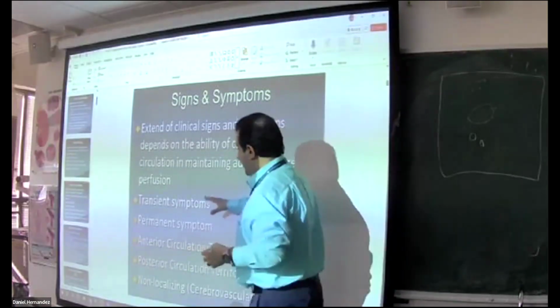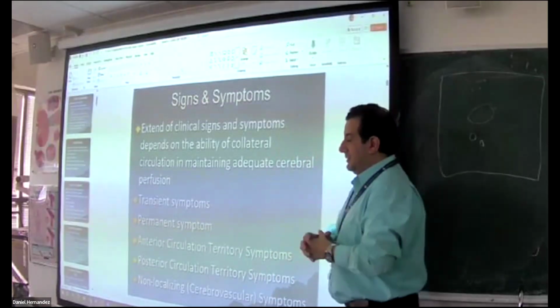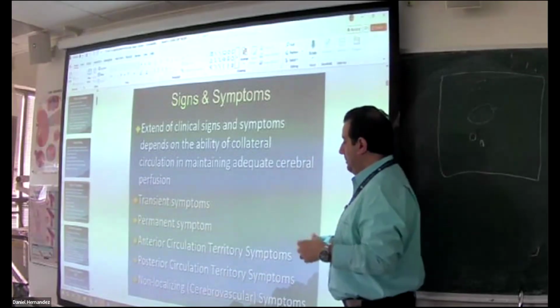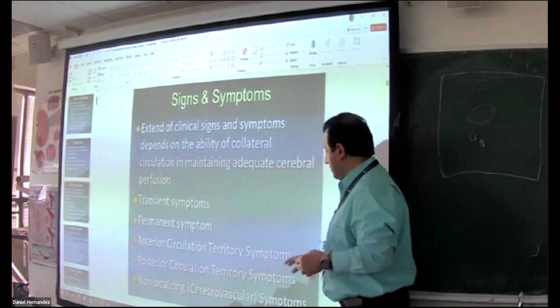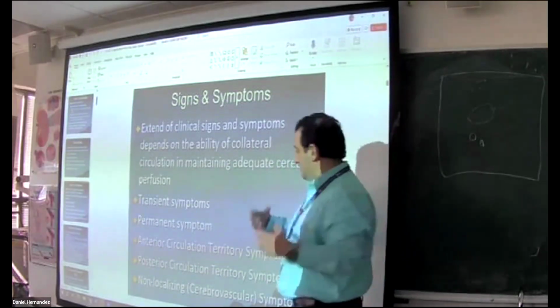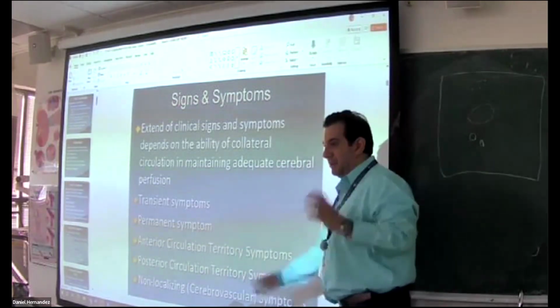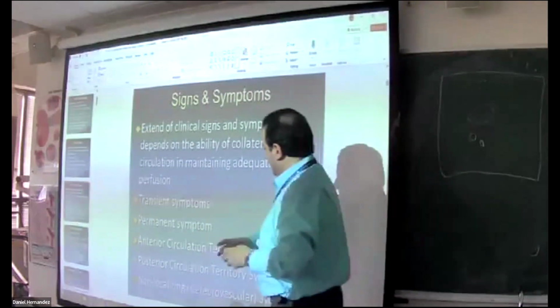Some symptoms are transient, meaning that they come and go. Some symptoms are permanent. The symptoms that they exhibit, we can localize: is it an anterior circulatory symptom, or is it a posterior circulatory symptom, or is that symptom non-localized, so we can't really tell which pathway is affected?